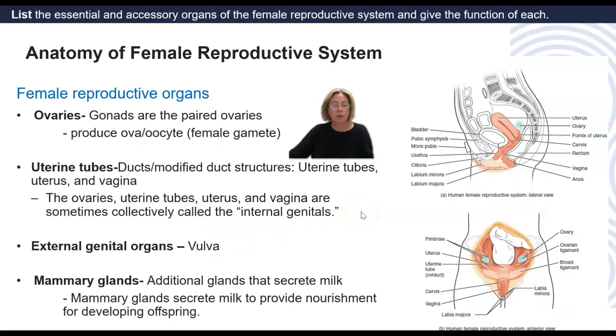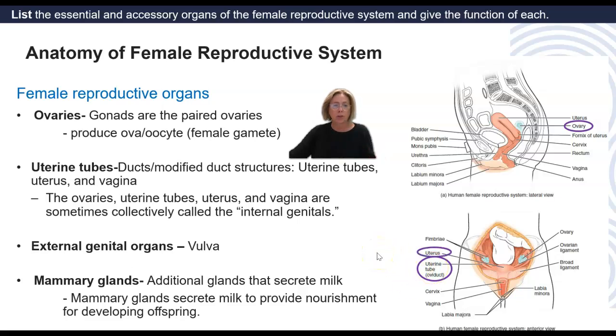The components of the female reproductive system then are the female reproductive organs, so the ovaries. So these are the female gonads, the paired right and left ovaries that produce the female gamete, being the ova or the oocyte. Then we have the uterine tubes, and these are ducts or modified duct structures. So the uterine tubes or the oviducts or the fallopian tubes.